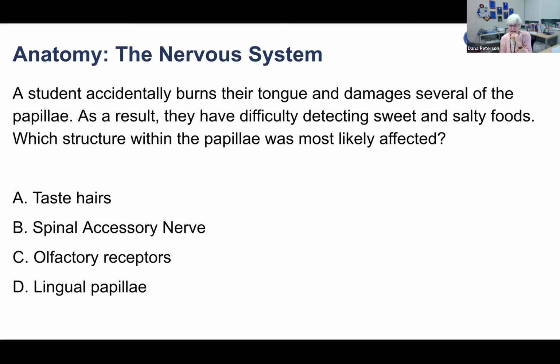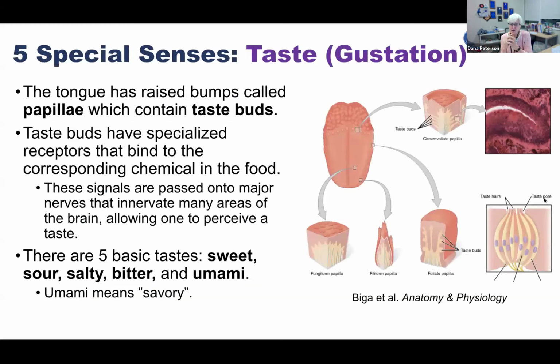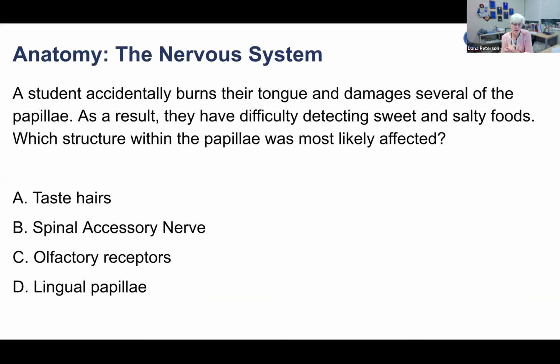For those of you who said it could have been the taste hairs, the taste hairs are specialized microvilli on these specialized cells of the taste bud. So if you put that, it's a very thoughtful answer. The other choices, Dylan, go back, let's talk about those. The olfactory receptors, olfactory would be the sense of smell, and we're talking about the sense of taste here. So I wanted to clarify that a little bit.